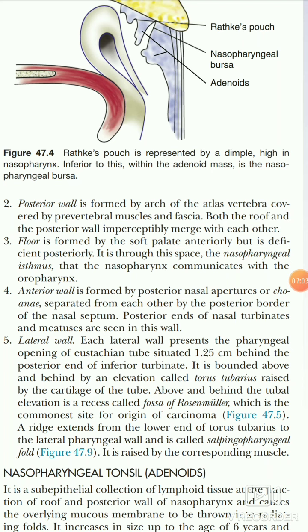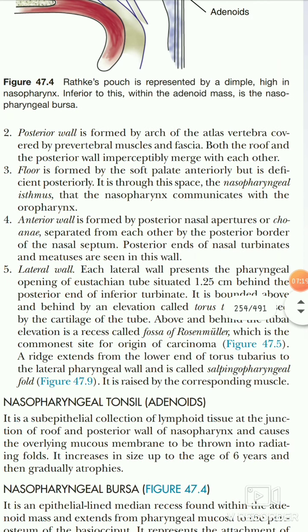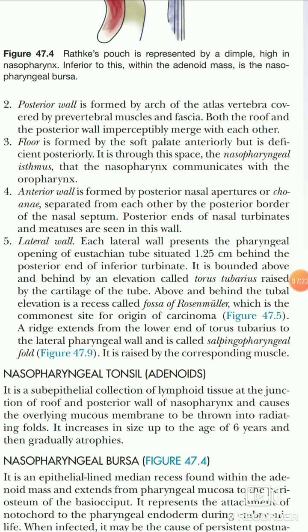Anterior wall is formed by the posterior nasal apertures or choanae, separated from each other by the posterior border of the nasal septum. Posterior ends of the nasal turbinates and meatuses are seen in the wall. Lateral wall. Each lateral wall presents the pharyngeal opening of the eustachian tube, situated 1.25 cm behind the posterior end of the inferior turbinate. It is bounded above and behind by an elevation called torus tubarius, raised by the cartilage of the tube.